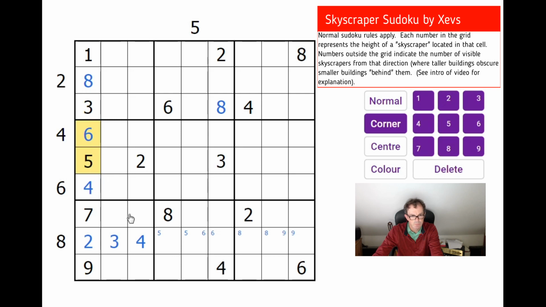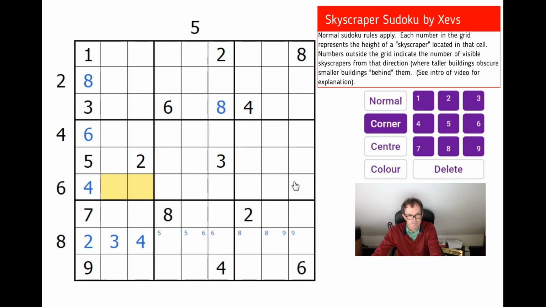Now, look, we've got 5 and 6 there. So again, we need this. Oh, hang on. So we can't put 5 or 6 in these two squares, yet I need this to strictly escalate in order, 4, 5, 6, 7, 8, 9.